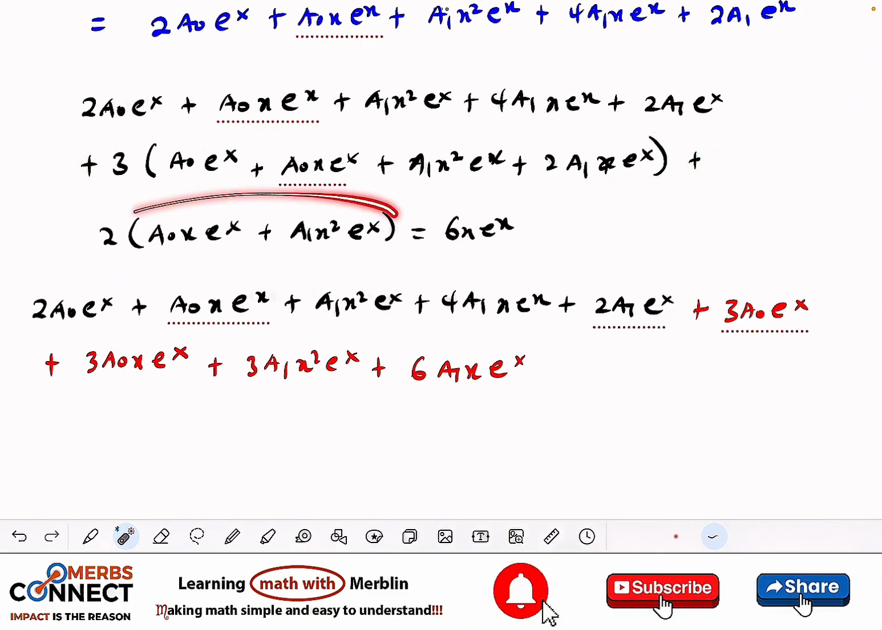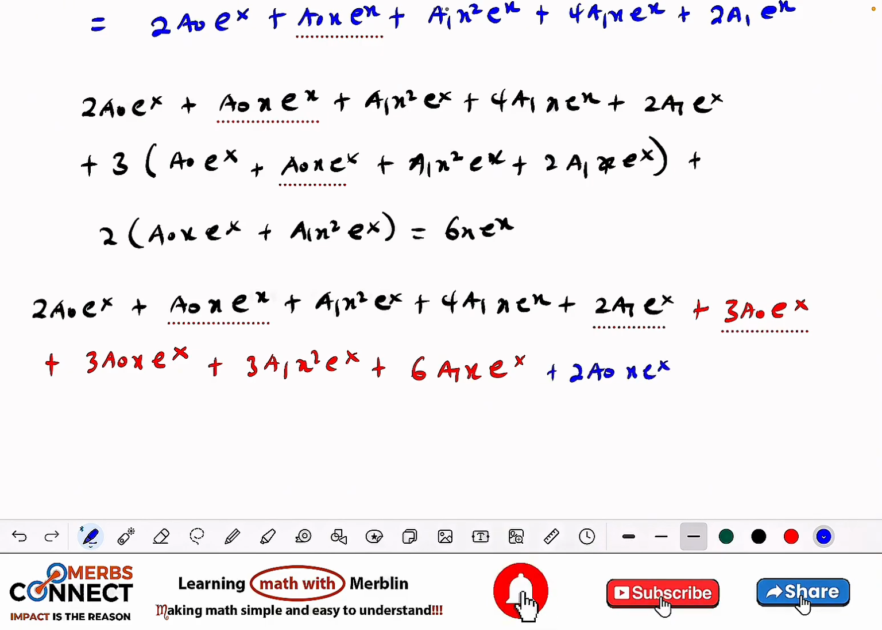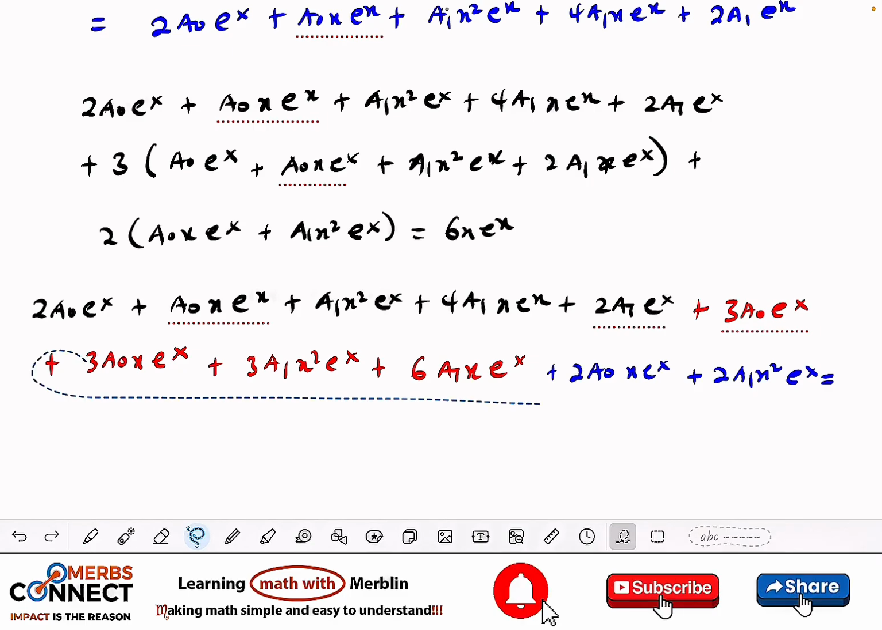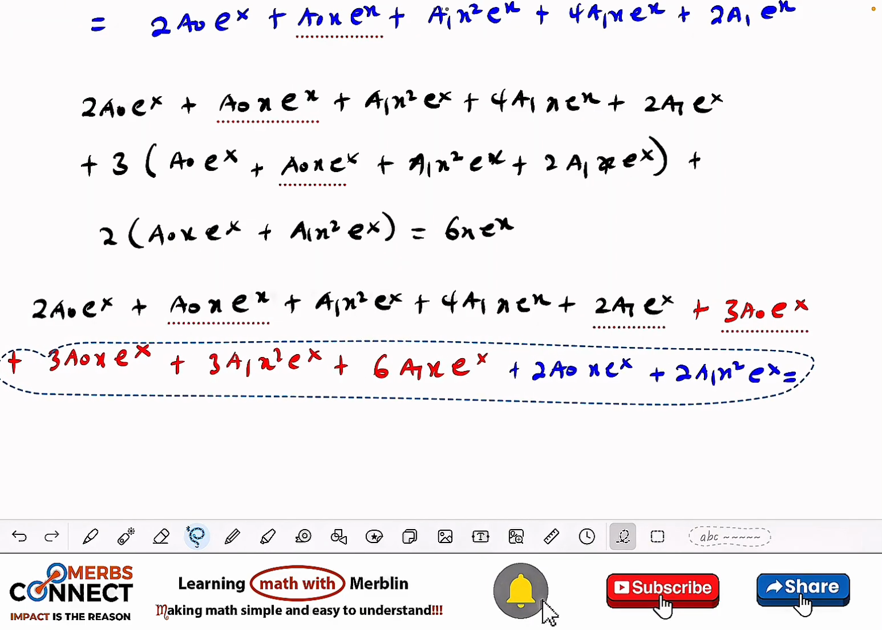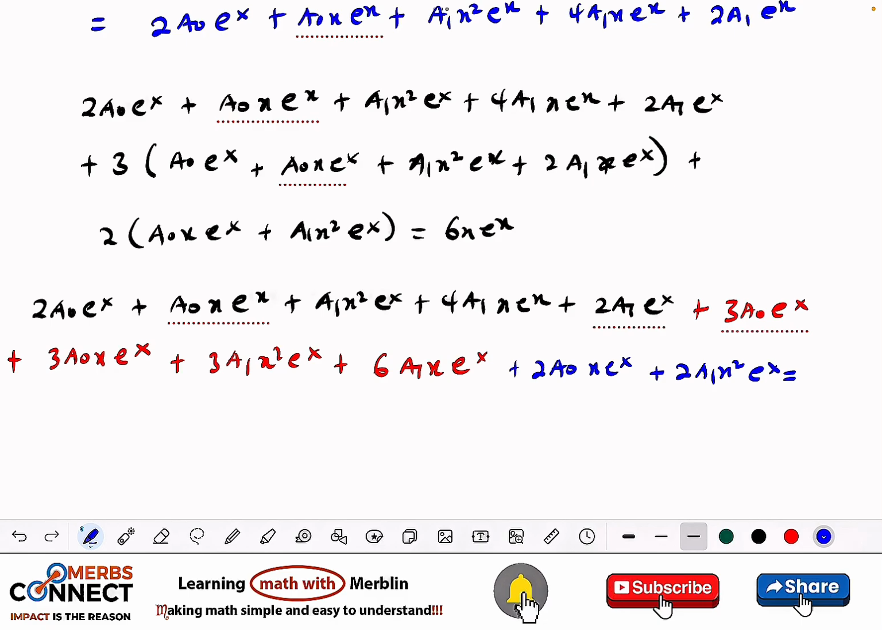And then the last one to expand is this. So I'm going to have plus 2a naught x e to the power x plus 2a1 x squared e to the power x, which is equal to 6x e to the power x. So let's try and group like terms: constant terms, the terms with x, and the terms with x squared.